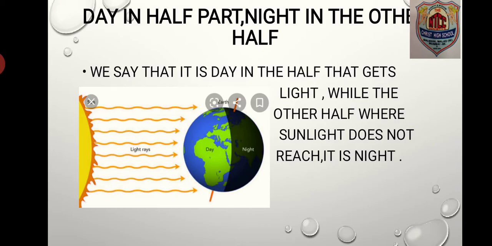Now why does this happen? In this picture, students, you can see the sun is giving light over here. So the half portion of the earth is receiving the light, and the other half portion you can see here is dark, because the sun is not giving light to that other portion. Only this portion is getting light, and that is why half the earth is daytime and half the earth is getting night time. We say that it is day in the half that gets light, while in the other half where sunlight does not reach, it is night time.